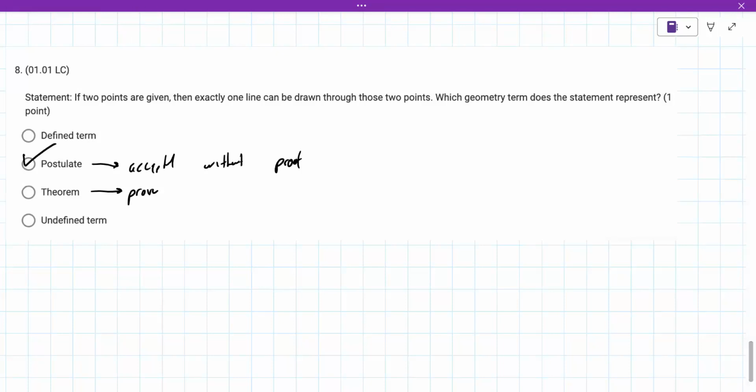Pretty sure I got the answer to this one, so I'll double check. But for number 9, and then for number 10, number 9, I'm going to put in first.